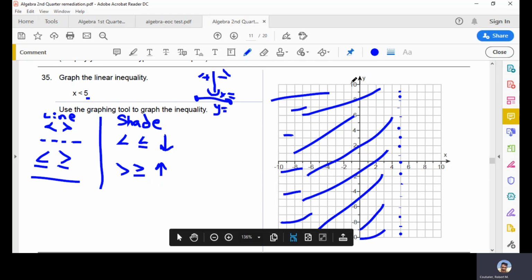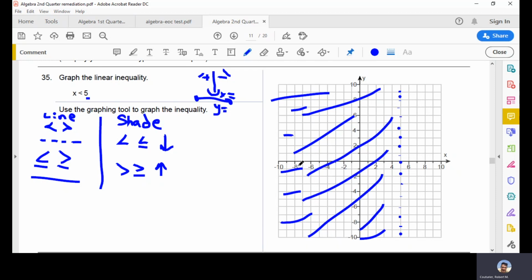All right. And your solution, you could pick any single point on this side of the line, and it would make that particular equation true. Okay, so take any value you can think of less than but not including 5, and it makes it true. The x coordinate, grab it. 0. Is 0 less than 5? Yes. Is negative 10 less than 5? Yes. Is 4 less than 5? Yes. Is 4.999999999 less than 5? Yes. That's how you do that one.